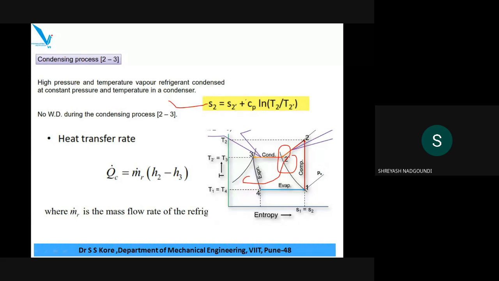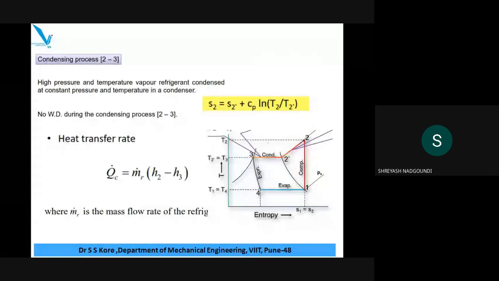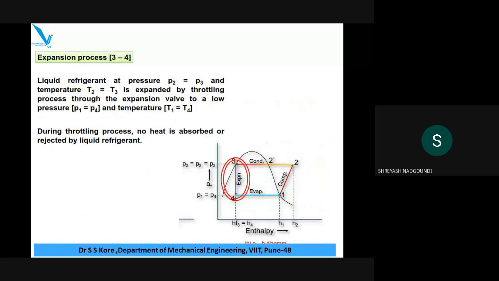So here S2 dash is the entropy of the dry vapor, at temperature T2 dash. And S2 is the entropy of the superheated vapor. So whatever may be the unknown, T2 or T2 dash, we can find out from this equation. Okay. So this is the condensation process 2 to 3. Now we'll go to the expansion process 3 to 4.